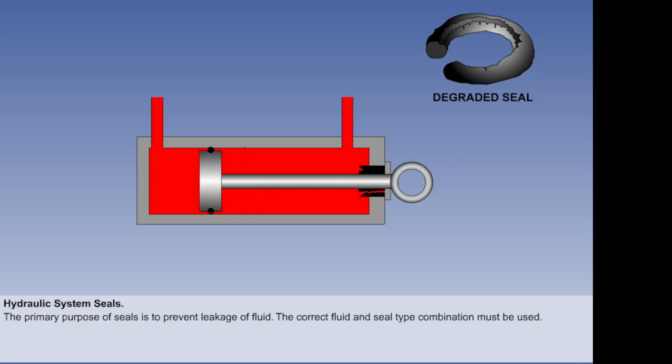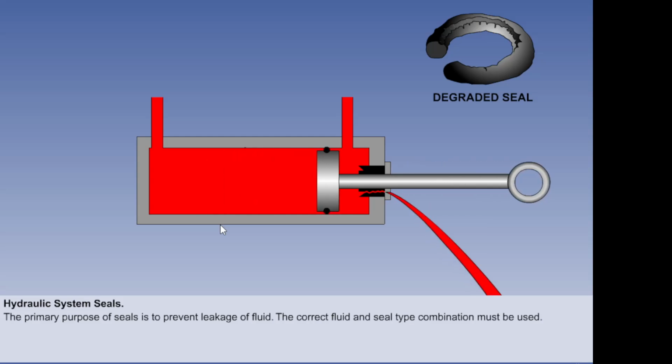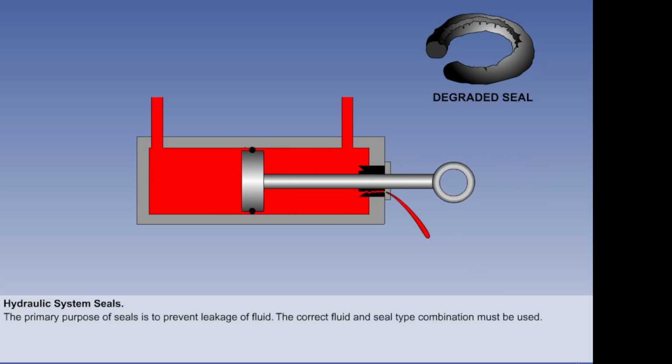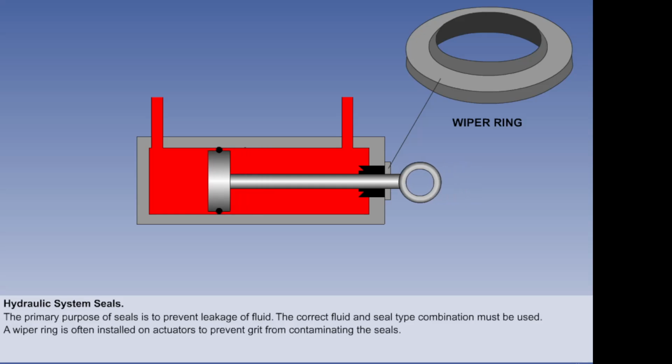Seals are made in a variety of materials, depending on the type of fluid with which they are to be used. If a seal of an incorrect material is used in a system, the sealing quality will be seriously degraded, and this may lead to failure of the component. Similarly, if the incorrect hydraulic fluid is used, it will almost certainly damage the seals. Seals are easily damaged by grit, and a wiper ring is often installed on actuators to prevent any grit that may be deposited on the piston rod from contaminating the seals.